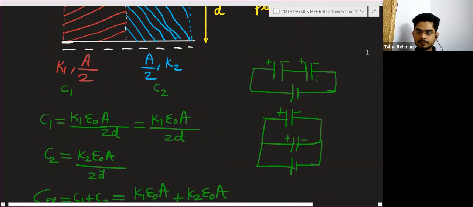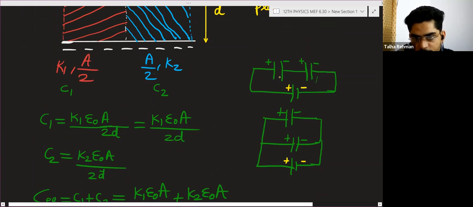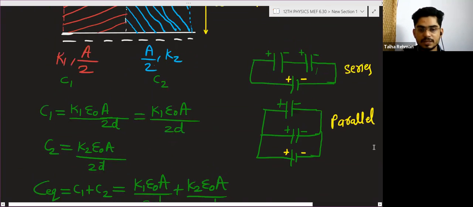Okay. So this is series. Why this is series? Because this is positive, this is negative. This is positive, this is negative. So if this is positive, then this is positive. If this is negative, then this. And we know that two plates are oppositely charged. So this is positive, this will be negative. So this is series. This is parallel. So please write down this.